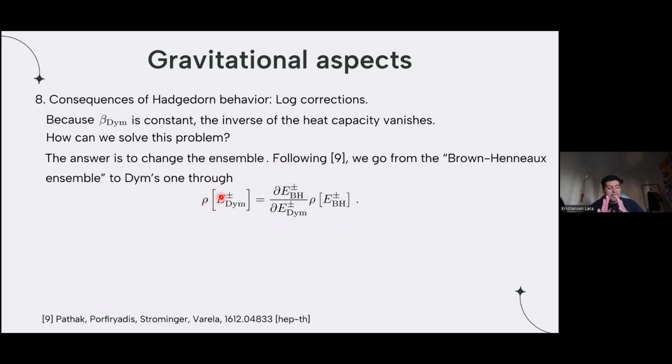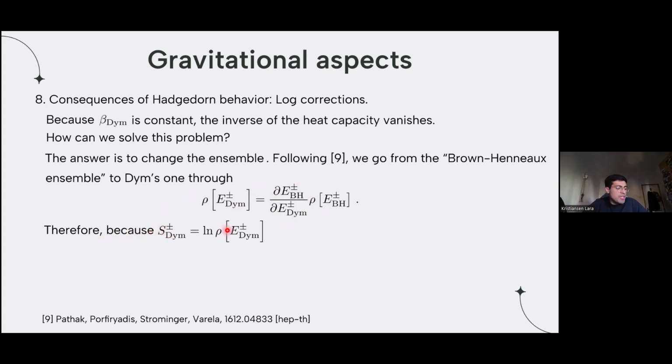So what does this method mean? This method is very important because you know the density of states of Brown-Henneaux. It is very well known. For DIM, you don't know it. Nonetheless, you know how the energy of Brown-Henneaux is related to the energy of DIM. Remember that the energy of Brown-Henneaux was proportional to the square root of the energy of DIM. So basically, you must compute this Jacobian, which is very trivial to compute, and you are done.